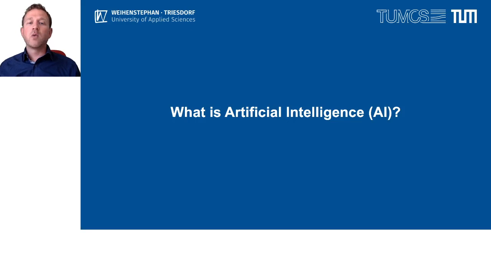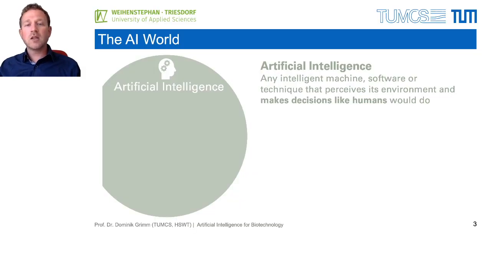So the first thing we should ask ourselves is, what is artificial intelligence? And therefore, I just like to give you a definition. So artificial intelligence is any intelligent machine, software or technique that perceives its environment and makes decisions like humans would do. That's very general now. That could be a lot of things.